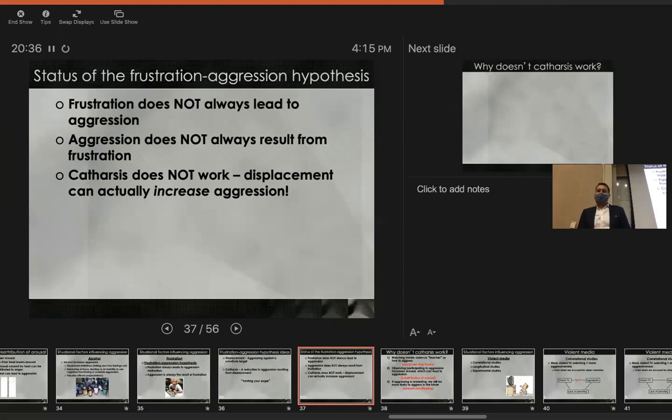aggressive urge. However, there have been a number of studies that show that, in fact, what actually happens is the exact opposite of catharsis. Let's say you take two groups of people, and you anger both of them. So everybody's got this motivation to aggress. And one group of people, you allow them to punch a punching bag for, let's say, 10 minutes. And the other group of people are not allowed to do anything. They just have to sit in a room for 10 minutes. If the catharsis hypothesis is correct, then the people who are allowed to punch a punching bag should show lower levels of aggression later on.